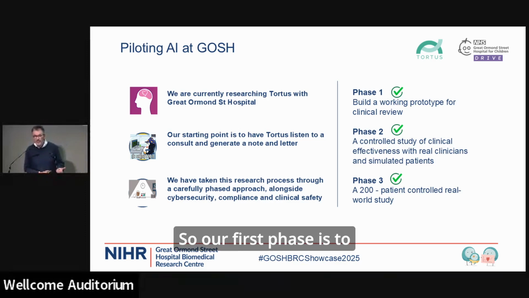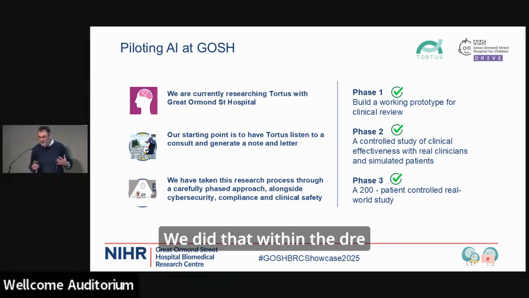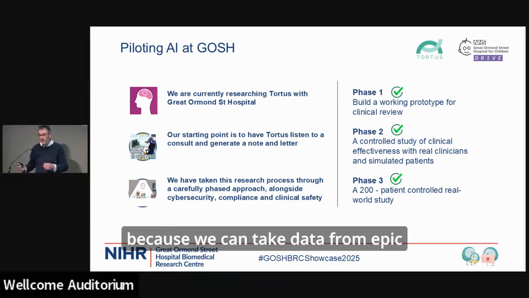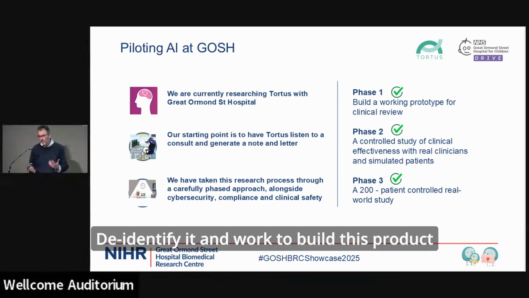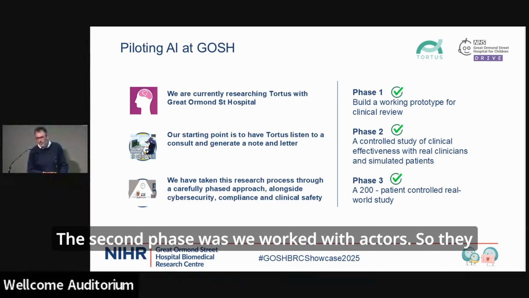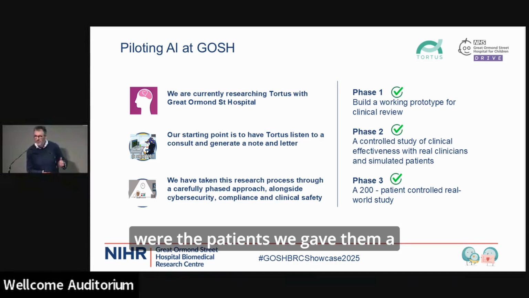So our first phase is to build a minimum viable product. We did that within the DRE because we can take data from Epic, de-identify it, and work to build this product. The second phase was we worked with actors. So they were the patients. We gave them a script and real clinicians at GOSH. So we did 48 of these encounters.